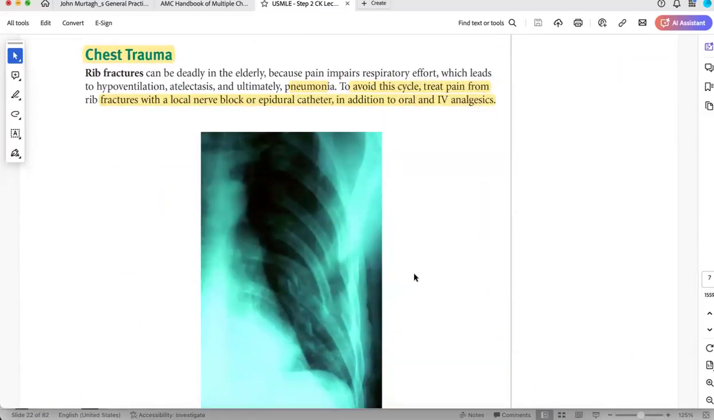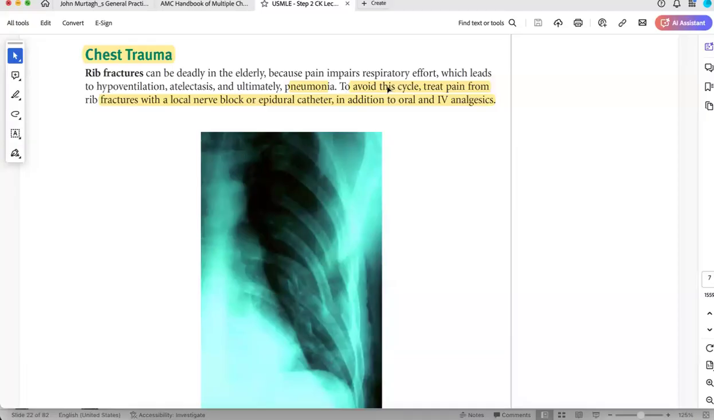Chest trauma. After neck trauma, the very important one is chest trauma. With chest trauma, the first thing is the patient can have a rib fracture. And rib fracture is one of the most painful fractures anyone can get. So there is no need for any X-ray of the chest to confirm the diagnosis of rib fracture.